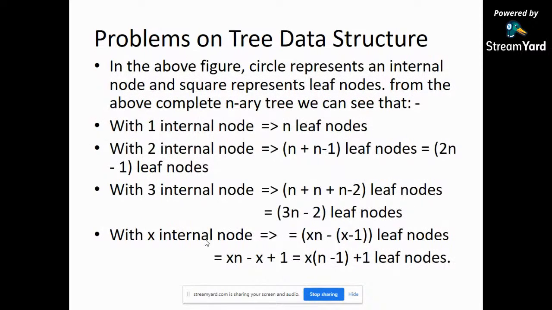The calculation for that is given to us: with one internal node, we have n leaf nodes. If we have two internal nodes, we have 2 into n minus 1 leaf nodes. If we have three internal nodes, 3 into n minus 2 leaf nodes. If it is x internal nodes, then it is x into n minus 1 plus 1 leaf nodes.